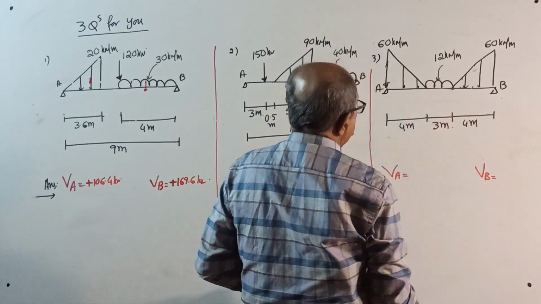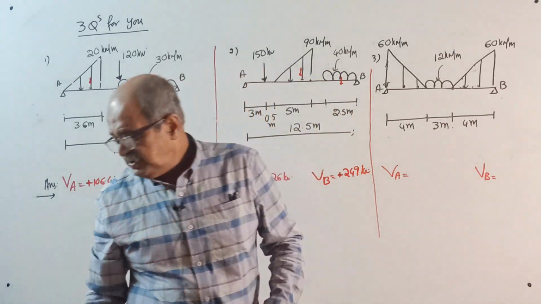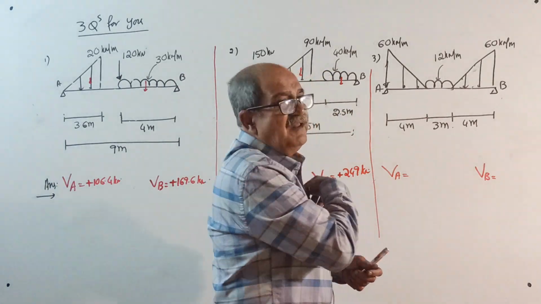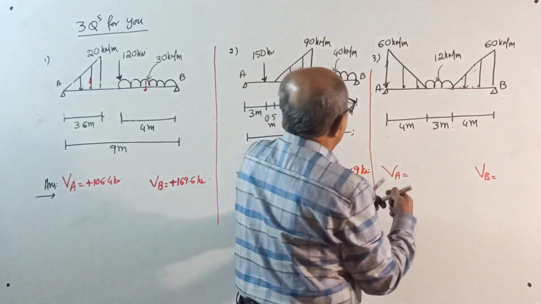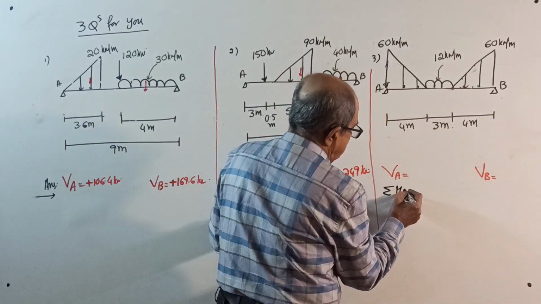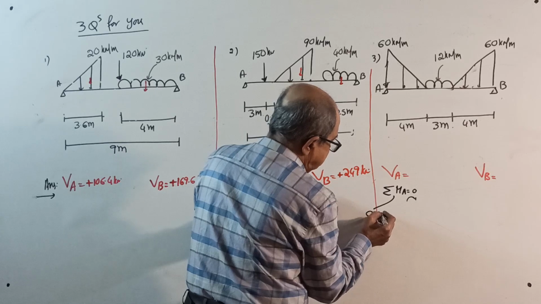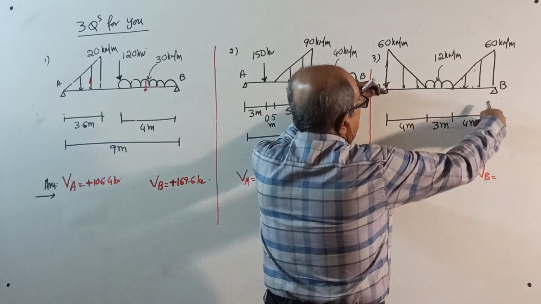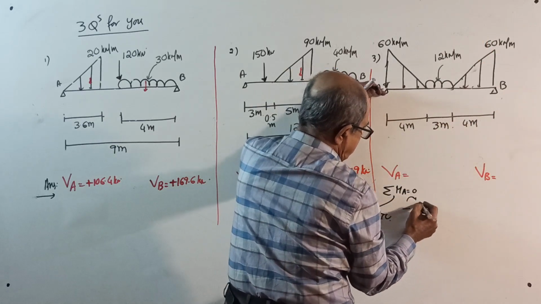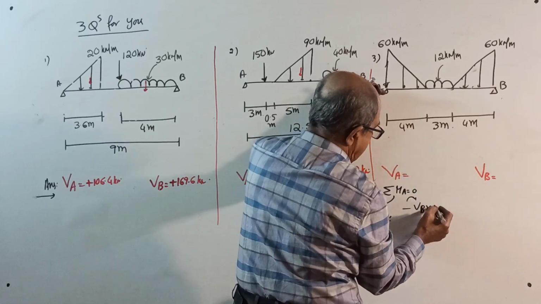Take here, see. Here, you observe something if you want. See, here. Okay, first I'll do one thing. I will explain taking moment about A, just for understanding purpose. See, do one thing. Sigma M about A equals 0. Only for understanding, right here. This is only for thoroughly understanding. See, minus VB into 4 into 4 is 8, 11.